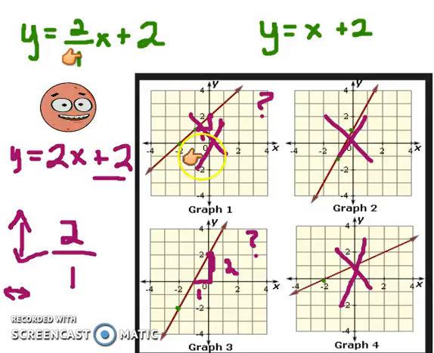So to find which graph belongs with which equation, with this equation right here, first see which one has the correct y-intercept. So I knew this one did, I knew this one did. They both crossed over at plus 2. These did not, I crossed them out immediately. Then figure out your slope.